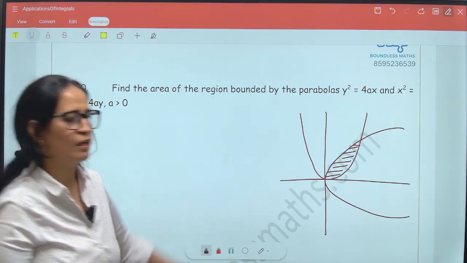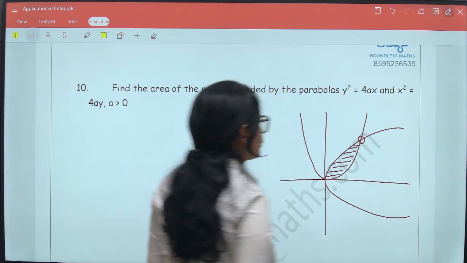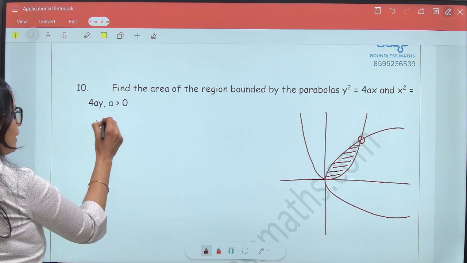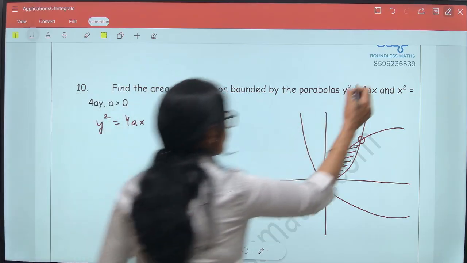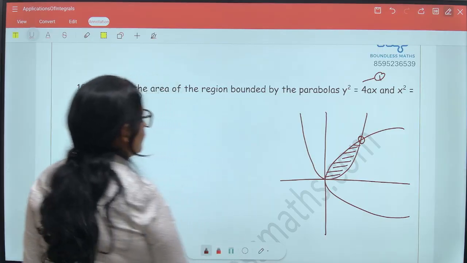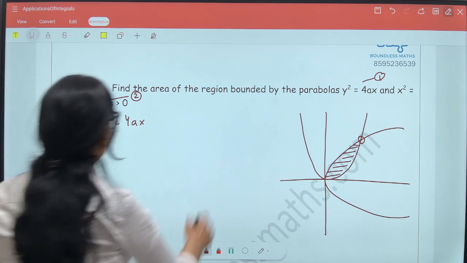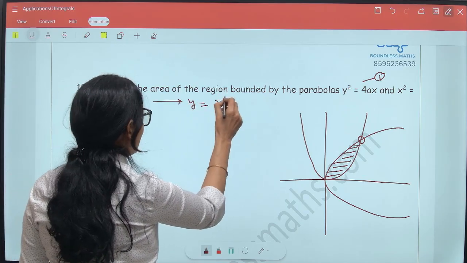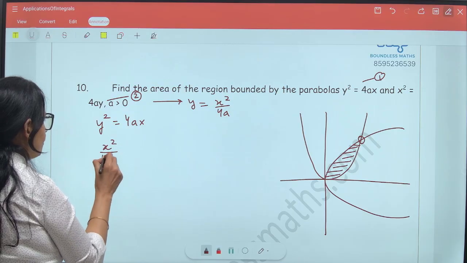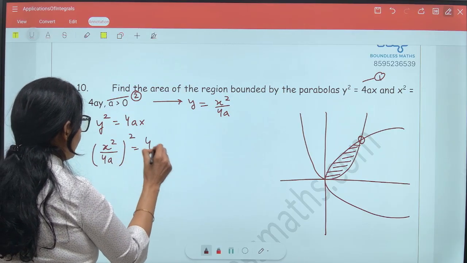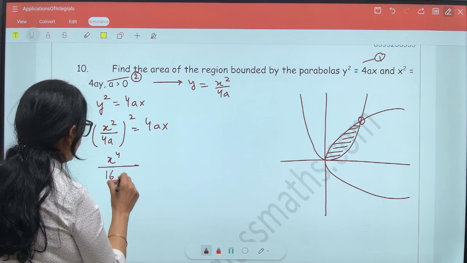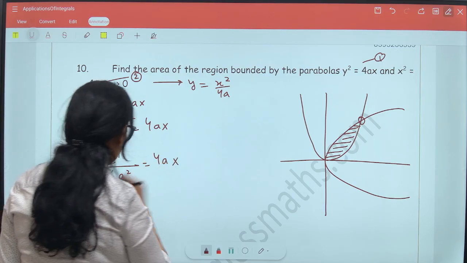Again, to find this area we need the point of intersection of the 2 parabolas. So how do we find that? So it is y square equals 4ax. This is equation number 1, and the other one, this is equation number 2. In place of y, from equation number 2, y is equal to x square upon 4a. So I can put this in equation number 1. So this becomes x square upon 4a whole square equals 4ax. x to the power 4 upon 16a square is equal to 4ax.